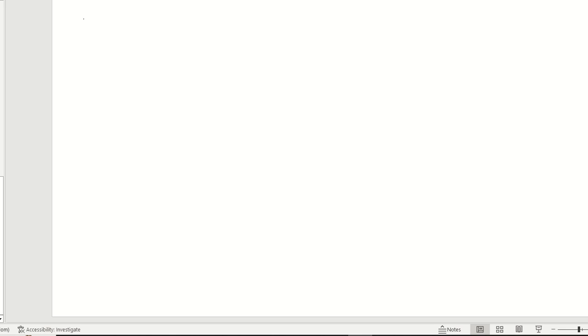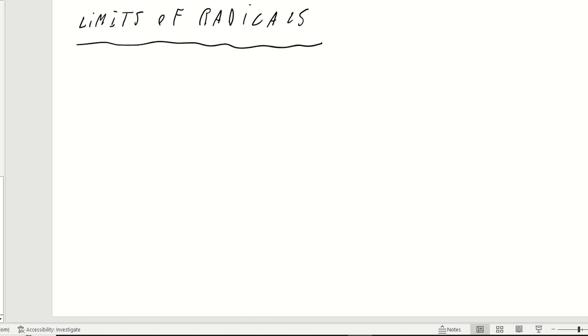Okay, so here we are going to deal with limits involving radicals. Limits of radicals. This is what we're going to look at today. And a radical is like a cube root of something, a square root of something. So in generalizing, it's the nth root.